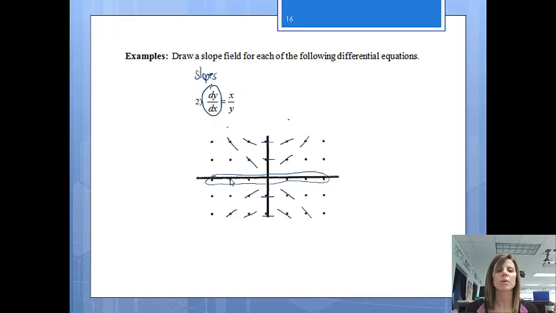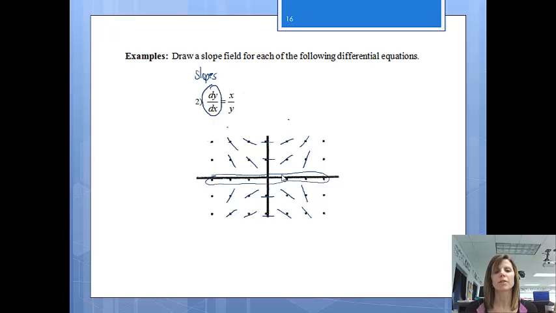The next one we're going to have is (-2, 1). That would give me a slope of -2, so steeper than those ones. And then (-2, -1) would give me a slope of 2. We'll come over here. (2, 1) would give me a slope of 2. (2, -1) gives me a slope of -2.